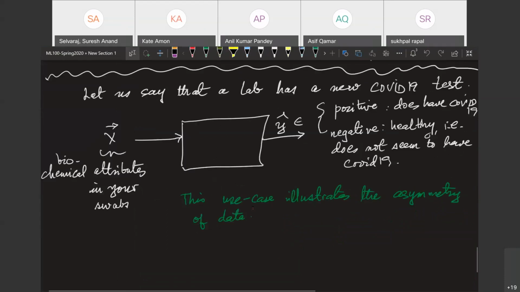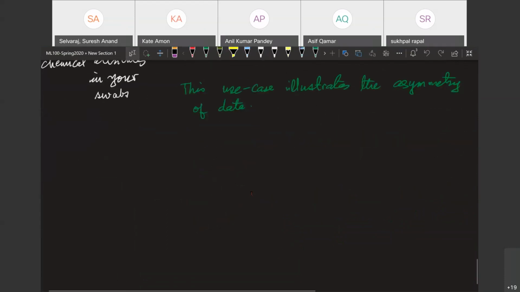If we were to use symbols, we would say, let's use a symbol for positive, has COVID-19. Let me just call it a positive case. This is a positive test case, right? Positive. And then does not have COVID, healthy.